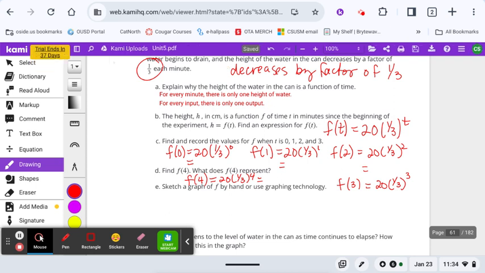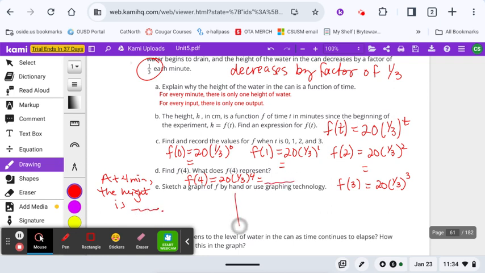Well, that would mean at 4 minutes, the output, the height, is whatever you got. So you're going to write me a sentence for part D that says at 4 minutes, the height is, and then whatever you get for this answer right here.